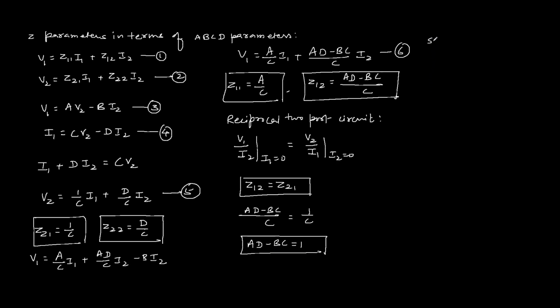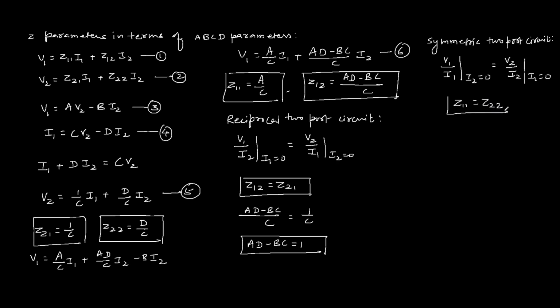Now we will write the condition for a symmetrical two-port network or two-port circuit. For a symmetrical two-port network, the condition is V1 over I1 when I2 is 0 must be equal to V2 over I2 when I1 is 0. In terms of Z parameters, it is Z11 must be equal to Z22.